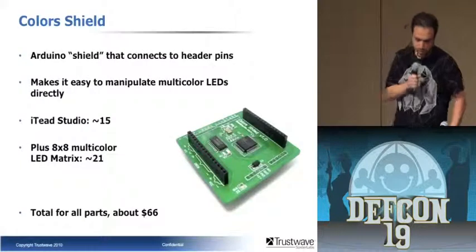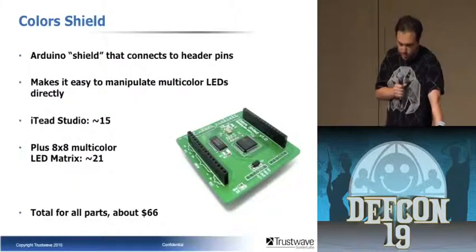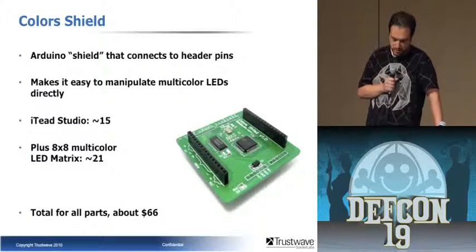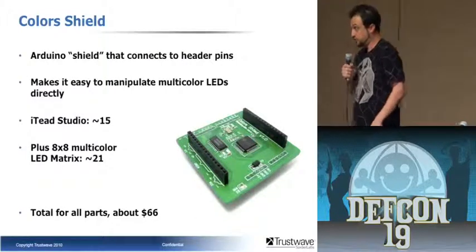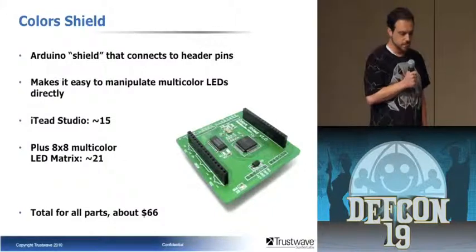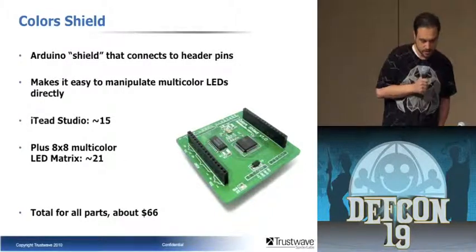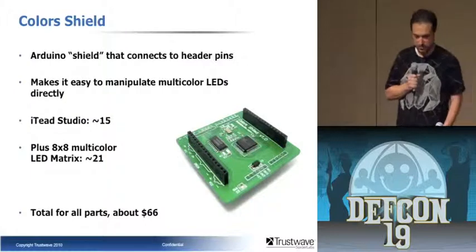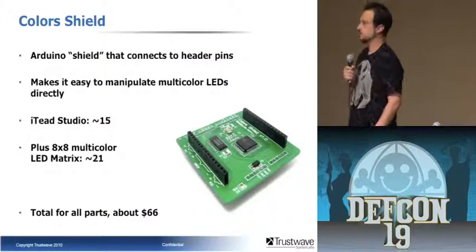There's also something called a color shield. This is a really cool little thing. The add-on boards for Arduino are called shields. So when you see the word shield, that means it's an add-on board for the Arduino. And this one has a chip on it to control LEDs, so it makes it very easy.